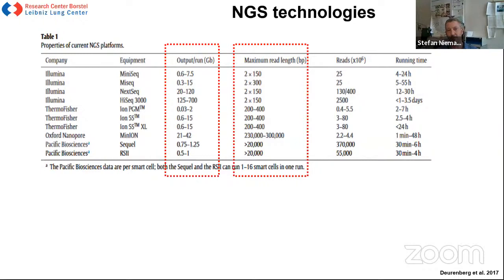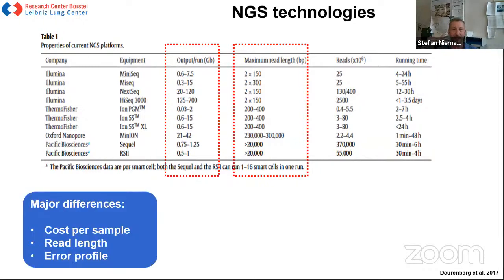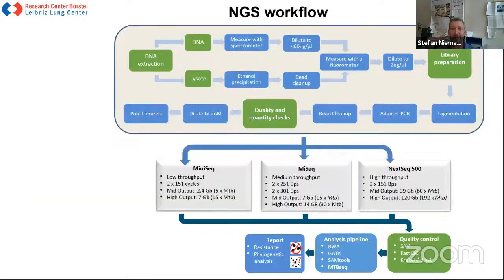Just one word on the long read sequencers. We use this mainly for looking into other bacteria, for example non-tuberculous mycobacteria and other resistant bacteria, to reconstruct, for example, plasmids or to reconstruct the full genomes. Therefore, the longer reads are quite essential. So the major differences are cost per sample, read length, and error profile, and that of course needs to be considered for your planning, but also for your data analysis.